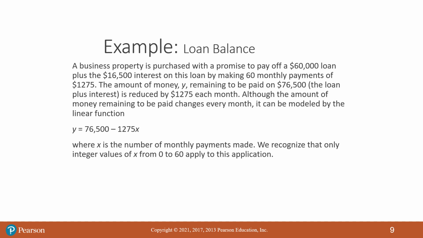Although the amount of money remaining to be paid changes every month, it can be modeled by this linear function. Y equals 76,500 minus 1,275x, where x is the number of monthly payments made. We recognize that the only integer values of x are from 0 to 60 to apply this application. Basically, you can make no payments. You can make up to 60 payments. Once you've made 60 payments, you've paid your debt off. The equation no longer applies.